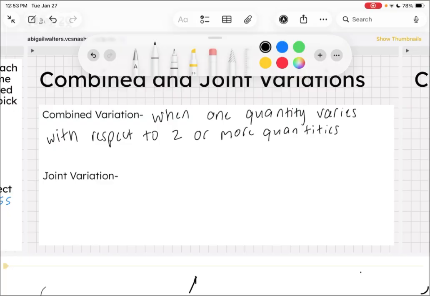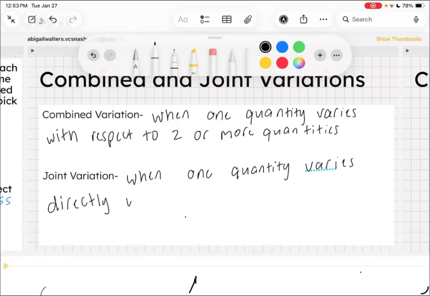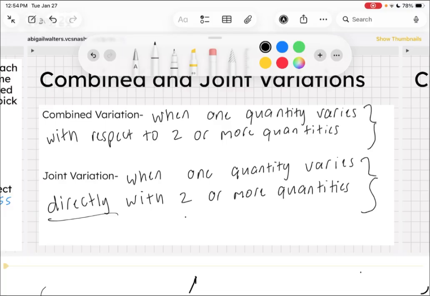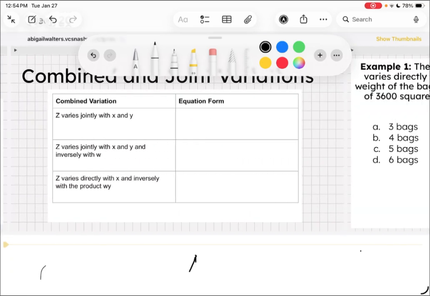And then a joint variation is when one quantity varies directly with 2 or more quantities. So key word here is directly, okay? Combined may not be a direct variation, joint is a direct variation, okay? So let's see what an example of that would look like.